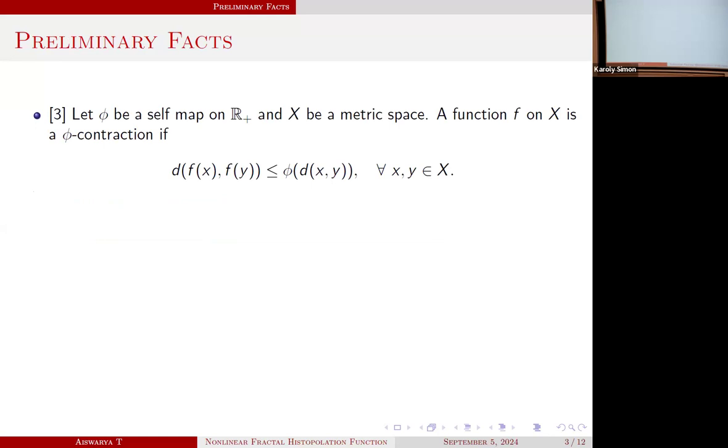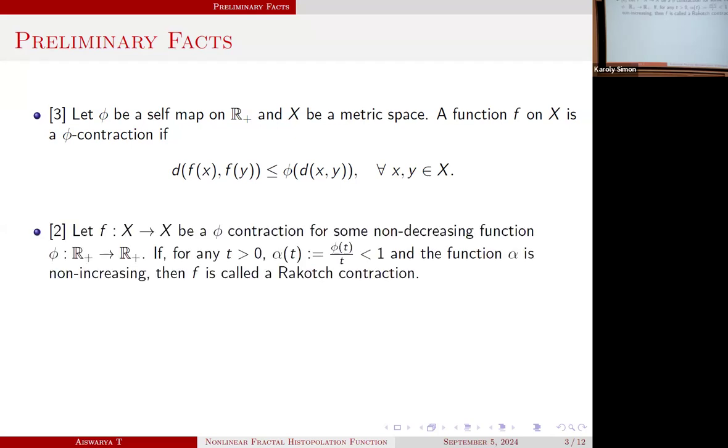To know what a Rakotch contraction is, we have to know what a phi contraction is. If phi is a map on the positive real axis and X is a metric space, then f on X is called a phi contraction if the distance between f(x) and f(y) is less than or equal to phi of the distance between x and y. Then we further call f a Rakotch contraction if it is a phi contraction for some non-decreasing function phi, where phi(t)/t is strictly less than 1, and this function is non-increasing.